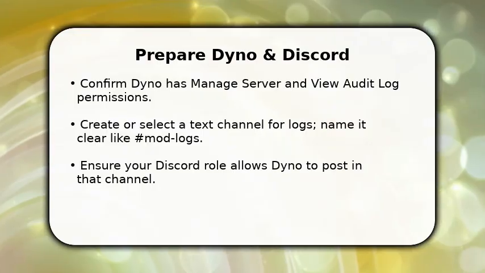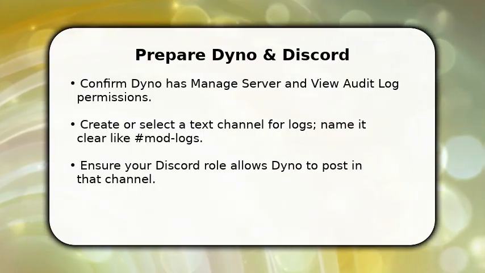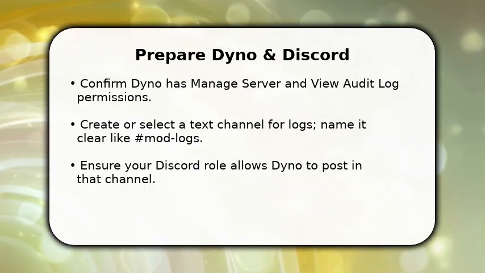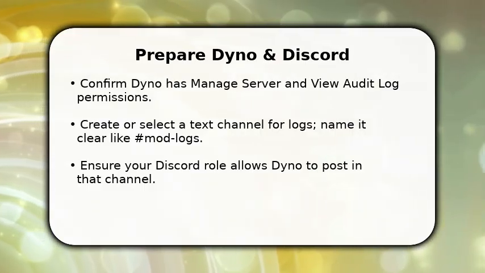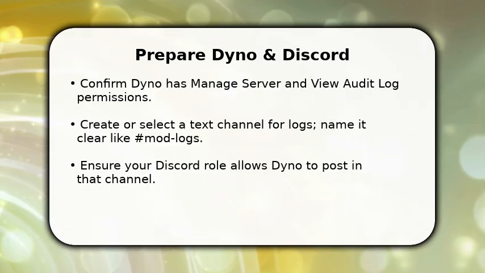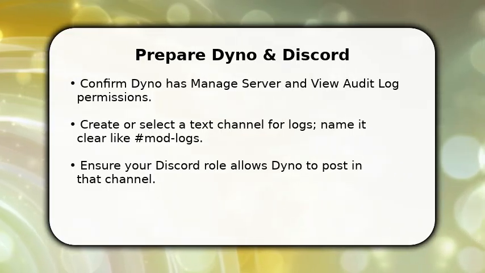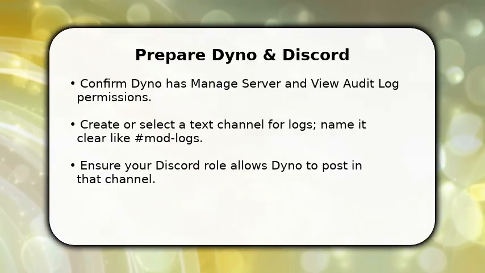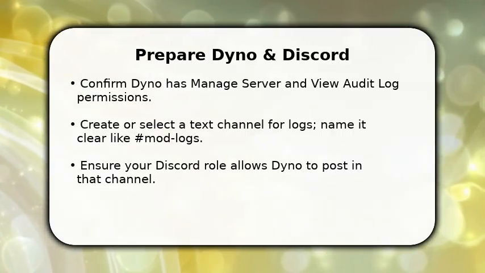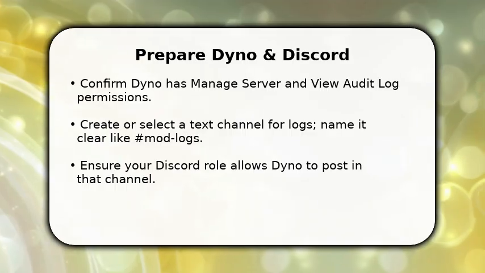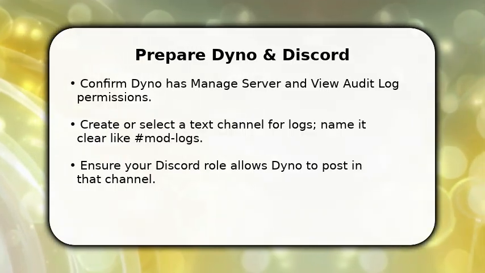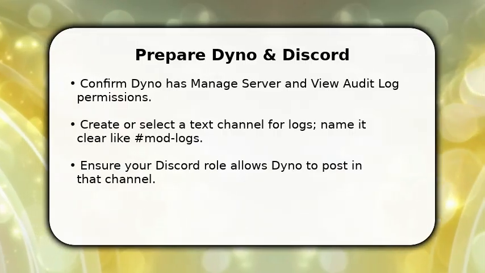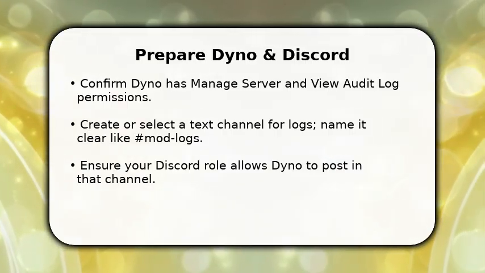You start by confirming Dyno's permissions and the target channel. Give Dyno Manage Server and view audit logs so it can detect events, otherwise logs won't appear. Create a dedicated text channel named something like #modlogs for clarity. Once done, make sure to set channel permissions so Dyno can send messages and embed links. You're establishing the foundation. Without correct permissions or a clear channel, subsequent configuration will fail, so check both server and channel settings before moving on.